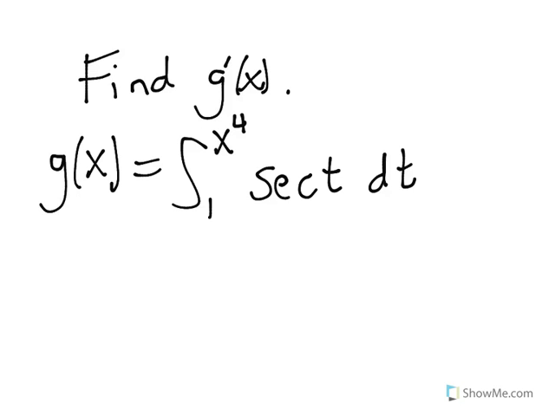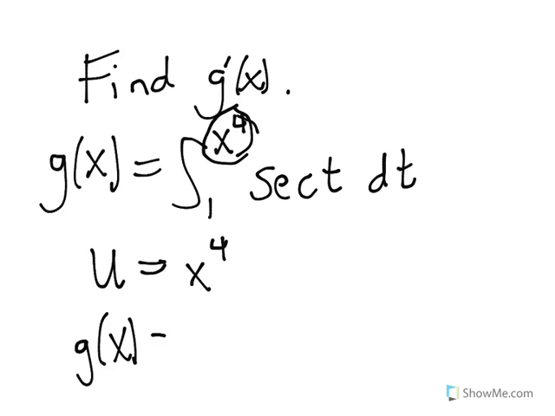Okay, so in this problem, we could think about this x to the 4th up here as almost a substitution, really. Let's use a different labeling here. Let's introduce a new variable. Let's call this u, and u is going to be equal to x to the 4th power. What I want you to think about is there's actually going to be a chain rule here. Here's another way to write g of x: g of x looks like the integral from 1 up to u of the secant of t dt.